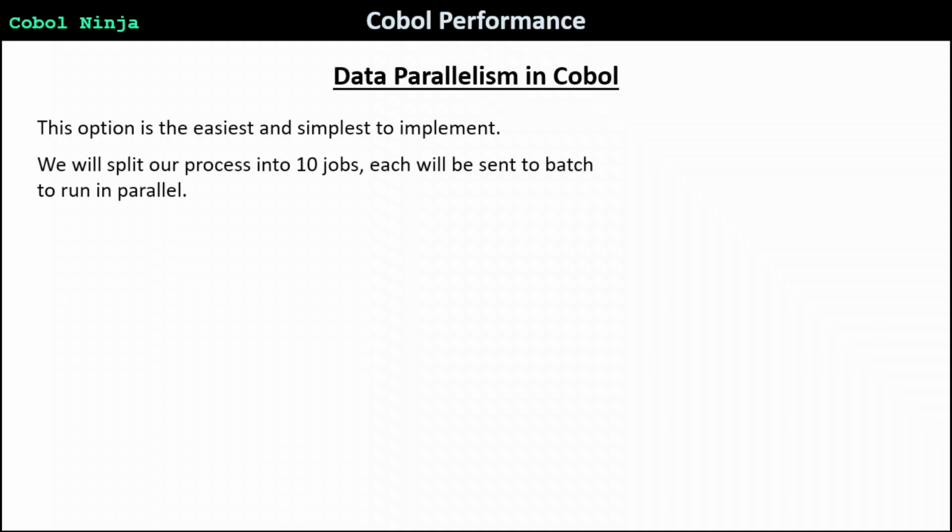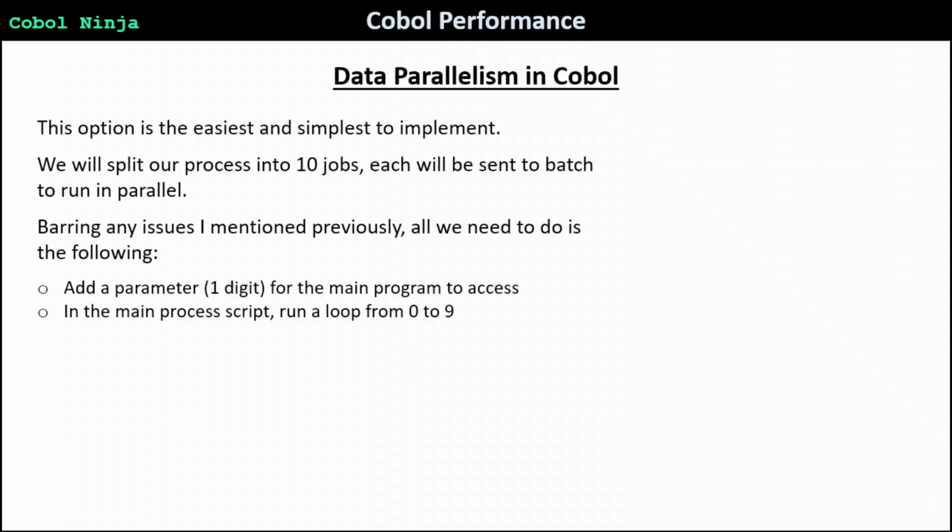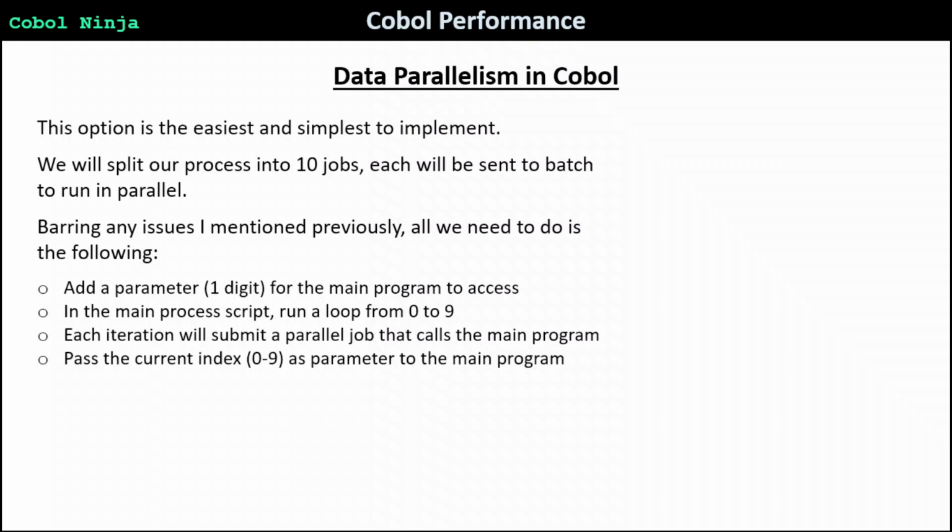We will split our process into 10 jobs. Each will be sent to batch to run in parallel. Barring any issues I mentioned previously, all we need to do is the following. Add a parameter, one numeric digit, for the main program to access. In the main process script, run a loop of 10 from 0 to 9. Each iteration will submit a parallel job that calls the main program, passing the current index 0 to 9 as parameter to the main program.